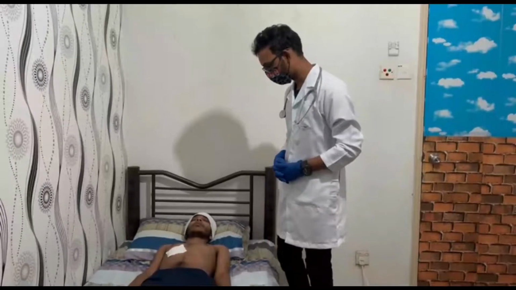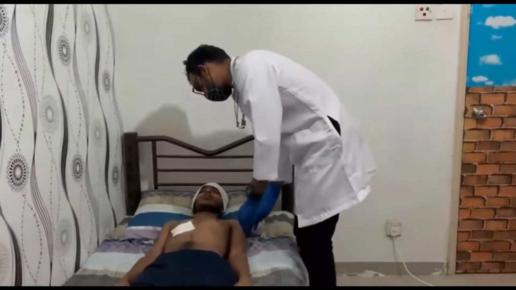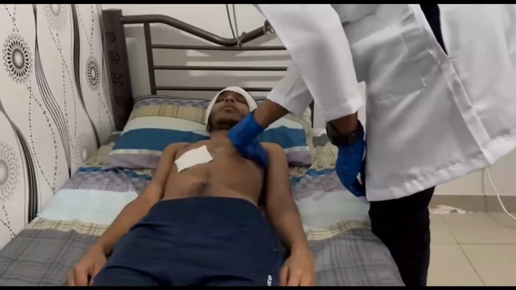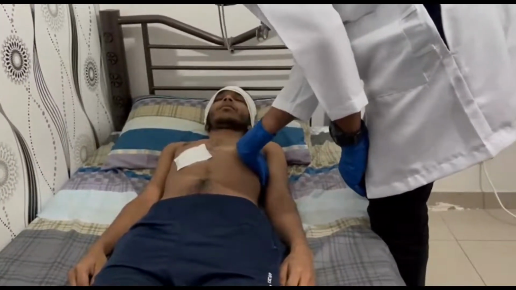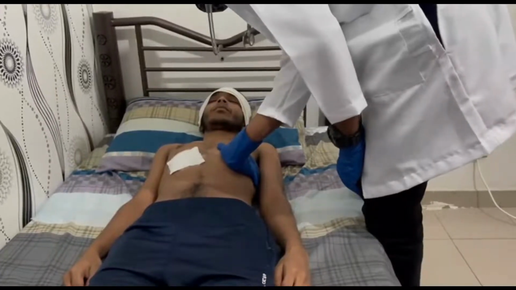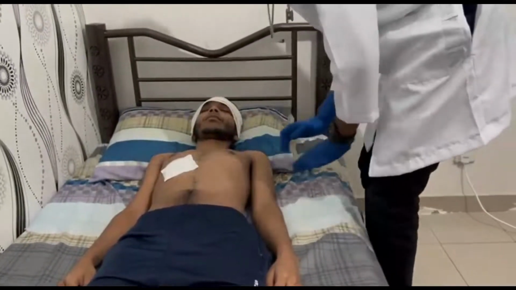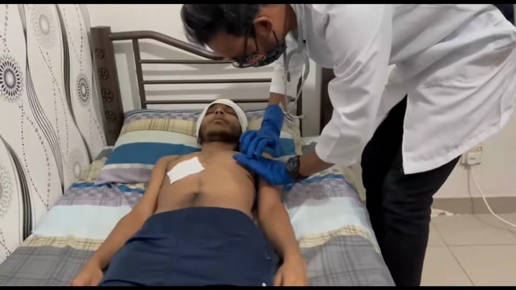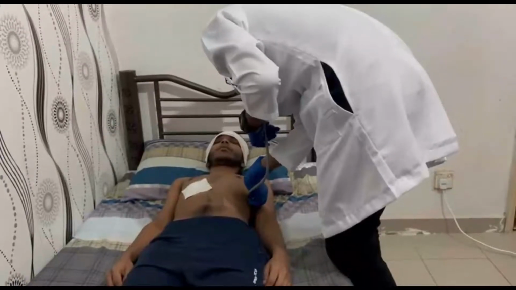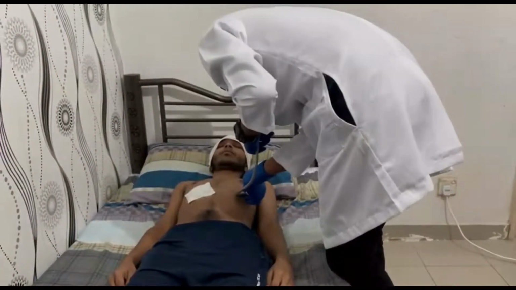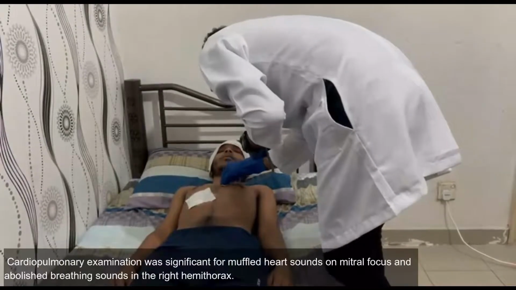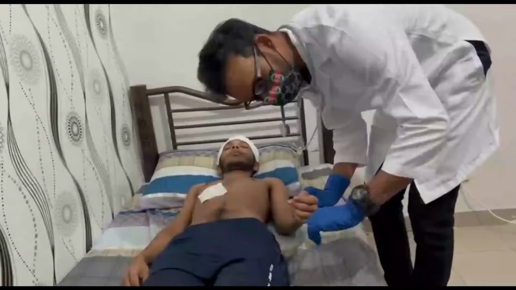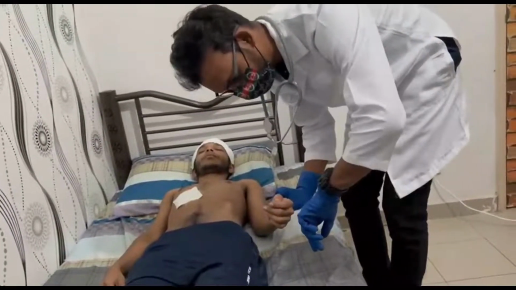Now I'll be doing the general inspection of the cardiovascular system. Upon inspection, there was no defect at the heart region. Upon percussion, the dull sound was normal. Upon auscultation, we heard that the patient has a muffled heart sound. The patient's pulse was 120 per minute. The patient has tachycardia.